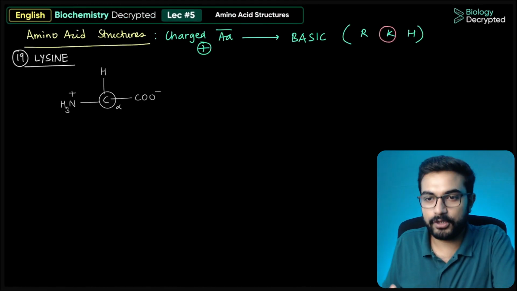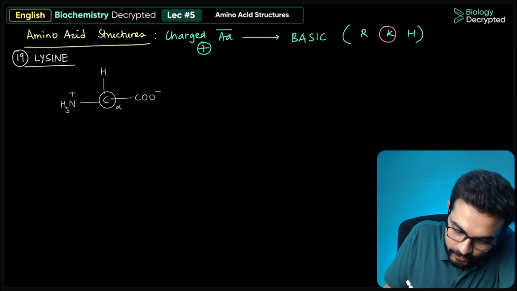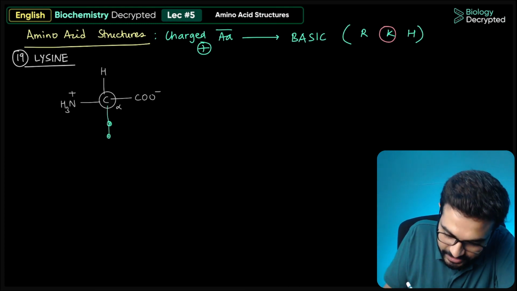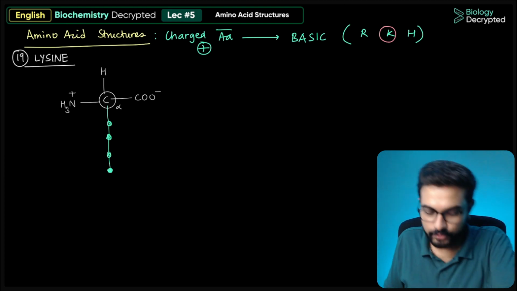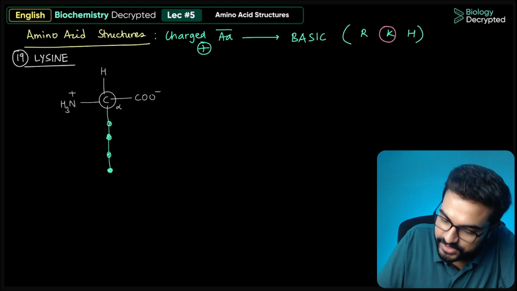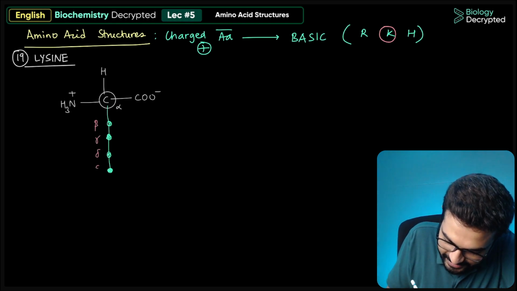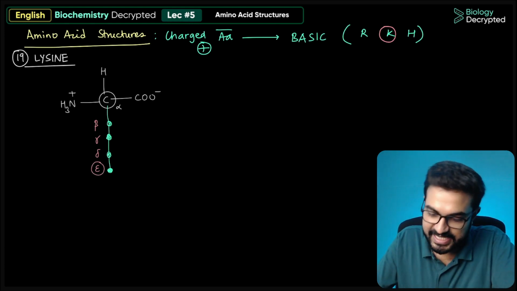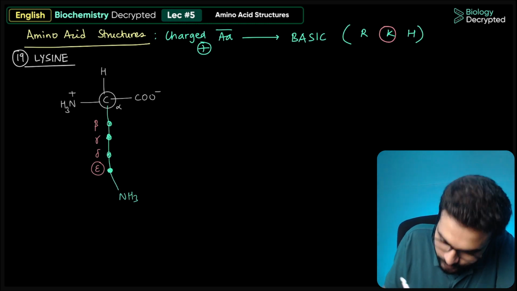Next, we'll talk about lysine. For lysine, it's even more simple. You have to walk 4 steps basically: 1, 2, 3, 4. After walking 4 steps, this is your beta carbon, this is gamma, this is delta, and this is epsilon. Now you have reached your epsilon carbon. To this epsilon carbon, you have your NH3 plus group attached.